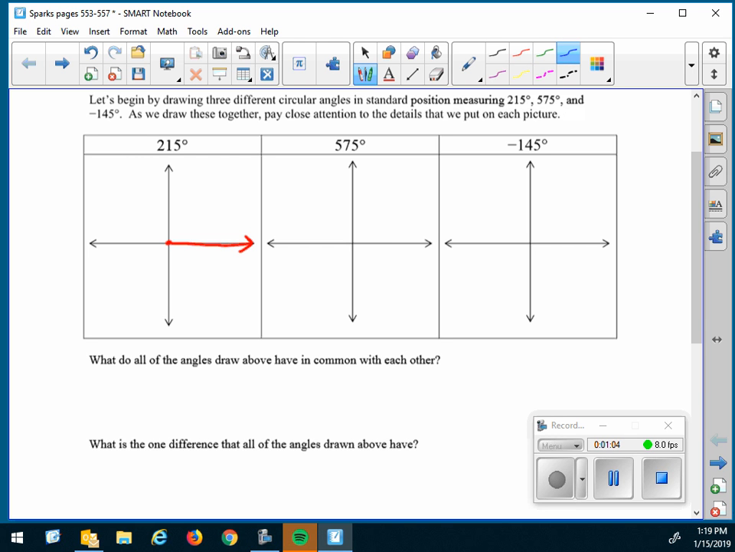Now, 215 degrees. I'm going to count as I go. 90 degrees, 180 degrees. Now, if I go on to the next axis, that's going to be 270 degrees. I don't want to go that far. How much farther? A little bit. There's my angle of 215 degrees.